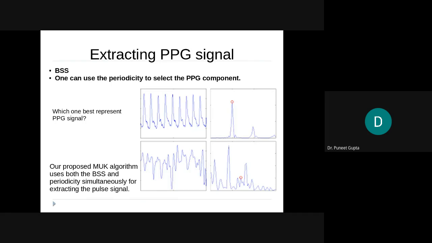In my case, I have also proposed something known as the MUK algorithm, multi-kurtosis optimization algorithm, which simultaneously minimizes both of these things to provide me the pulse signal. But intuitively, these are the two things that people are working on to extract the PPG signal. A few more cases we will see. Just after this, we will see a few more good examples that people have used.